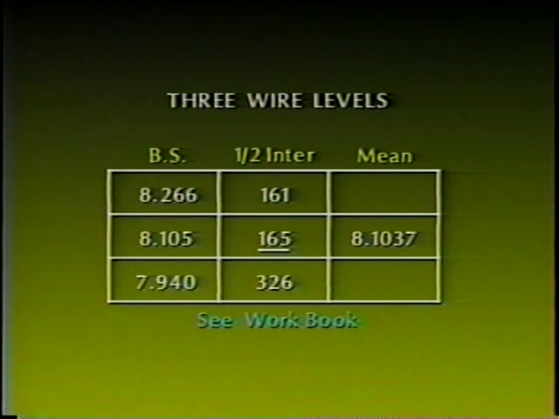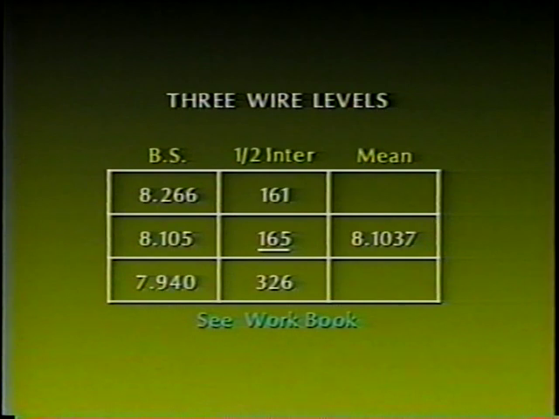8.105 is the middle crosshair reading, and 7.940 is the bottom crosshair reading. The number 161 is the interval difference between the top and middle crosshairs. So if you subtract 8.105, the middle crosshair, from the top crosshair of 8.266, the difference is 161. The number 165 is the interval difference between the middle and bottom crosshairs. So if you subtract 7.940, the bottom crosshair, from 8.105, the middle crosshair, the number is 165.